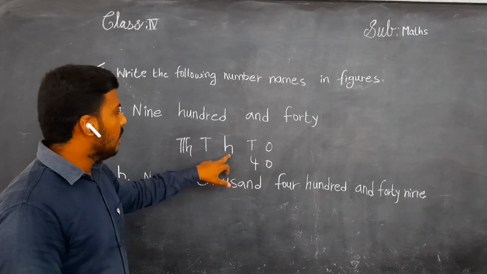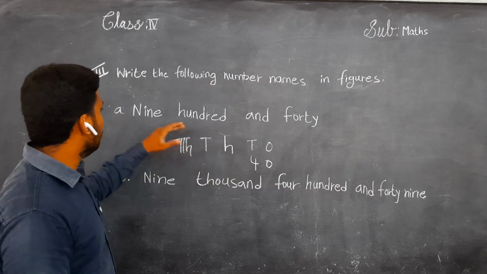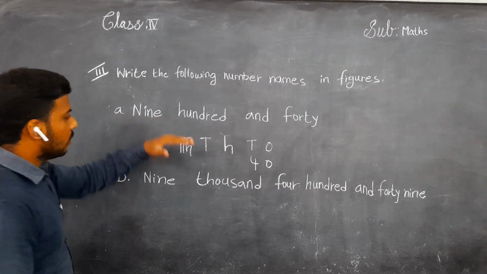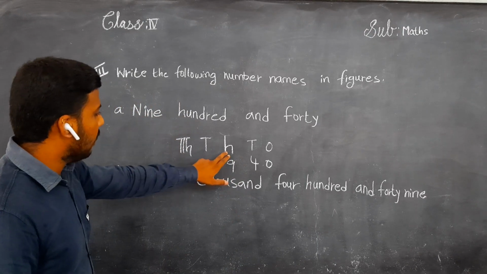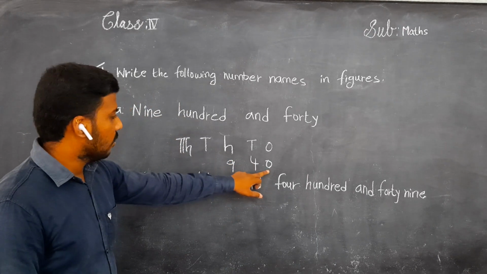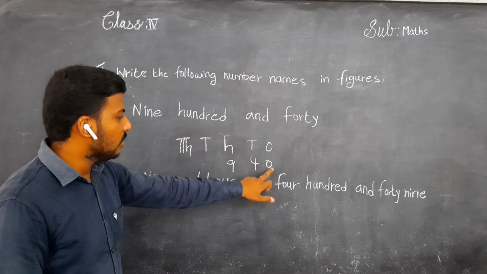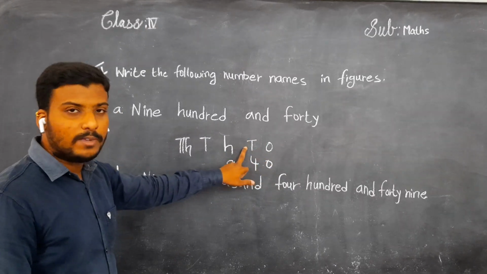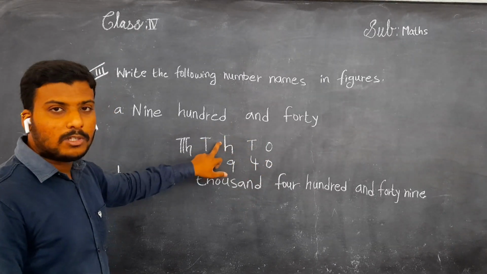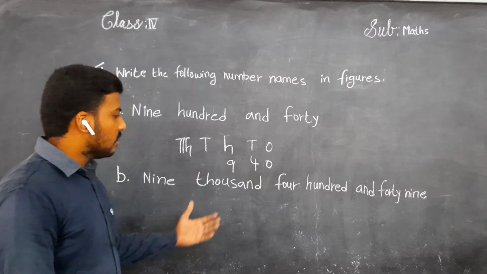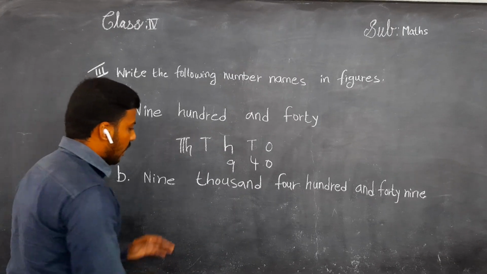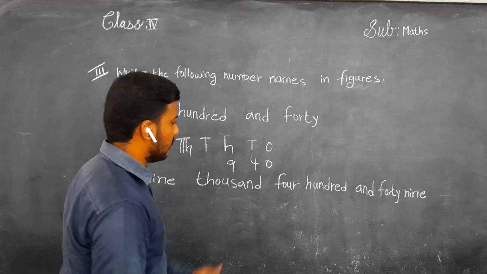Right now in the place of hundreds, what do we have? See, 9. So we got the answer, that is 940. Understand, children? In the ones place we have 0, in the tens place we have 4, and in the hundreds place we have 9. We got 940.